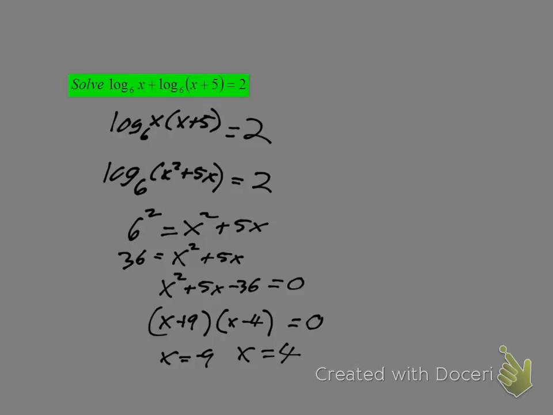X equals 4. You toss the negative because when you plug it in right here, actually for both of them, here and here, you get negatives in your logs. Can't have negative logs, right? And you keep 4.